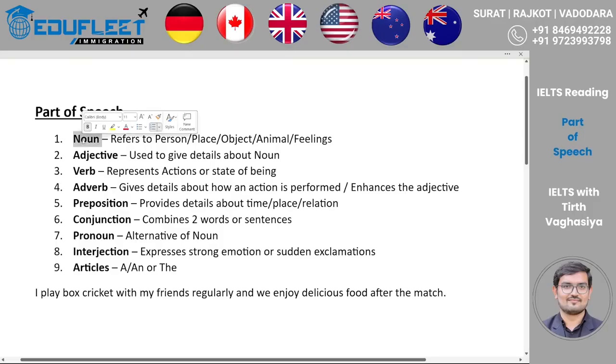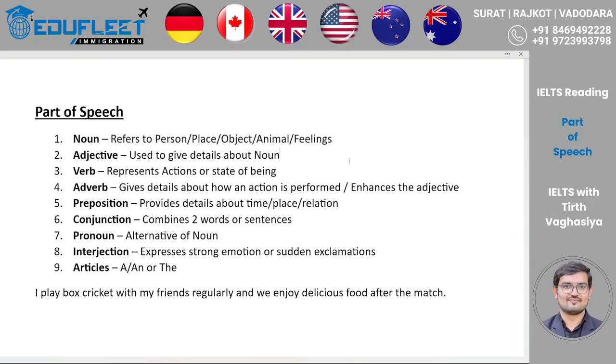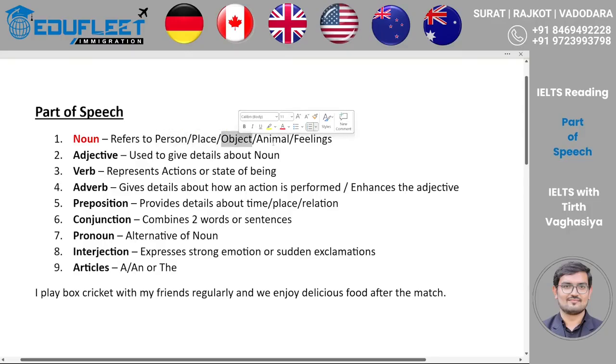If you are able to identify their forms, then you are not going to struggle anywhere in your listening and reading section. So let's first understand what they are. The first one is noun. What is a noun? A noun is the term that refers to a person, place, object, animal, or feelings. Any of these words would be considered a noun.